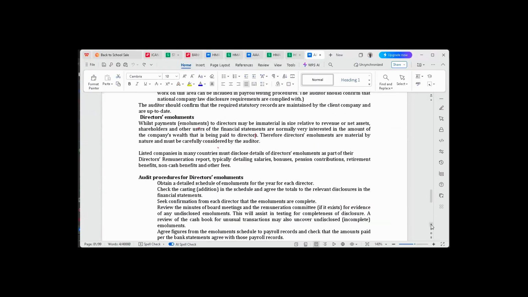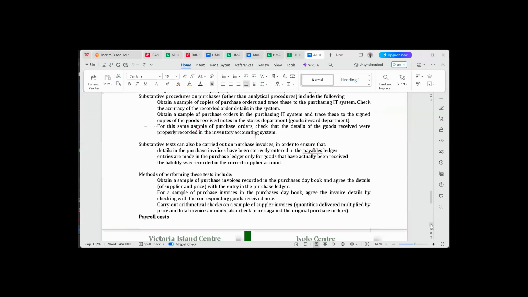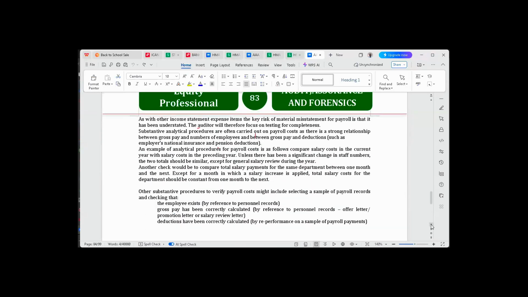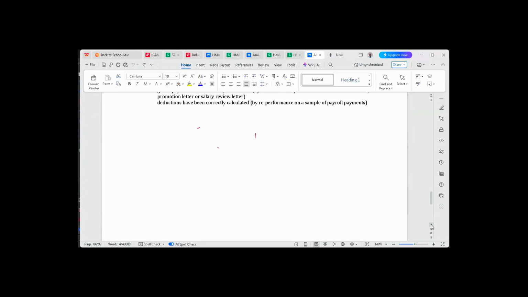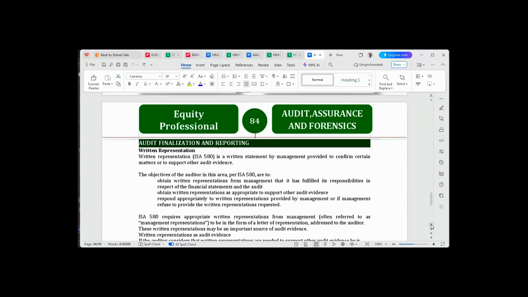We are going to reporting now, okay? Remember that before we go to reporting, we have looked at audit evidence, we have looked at planning, right? Now, what do we mean by reporting? Reporting is the last stage of the audit engagement, okay?